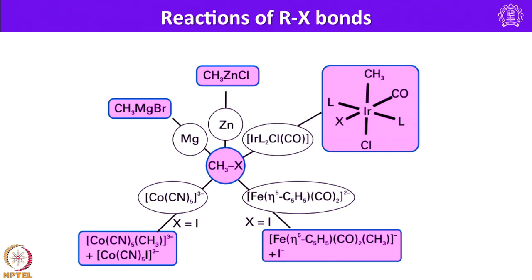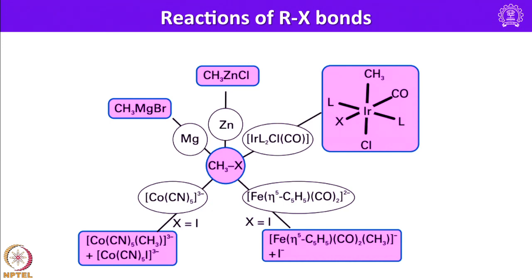And now, similar to Grignard reagent, one can also form an organozinc compound by oxidatively adding alkyl halide to zinc. You can see CH3ZnCl is shown here. And of course, oxidative addition of alkyl halides to transition metals is one of the important steps in homogeneous catalysis, also known as oxidative addition reactions.